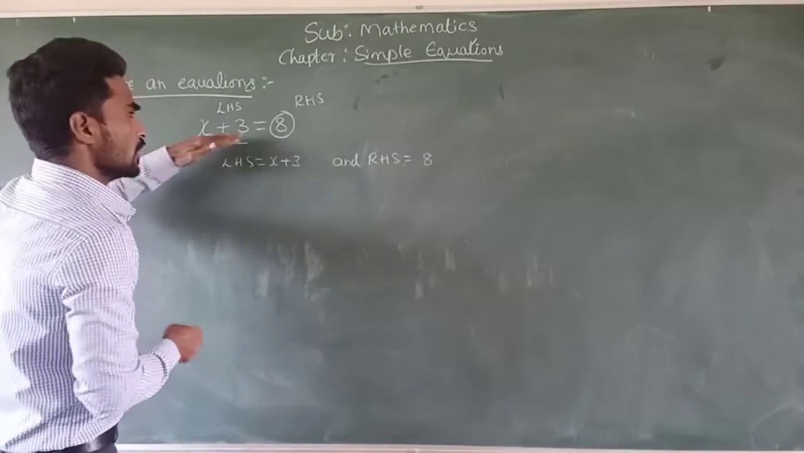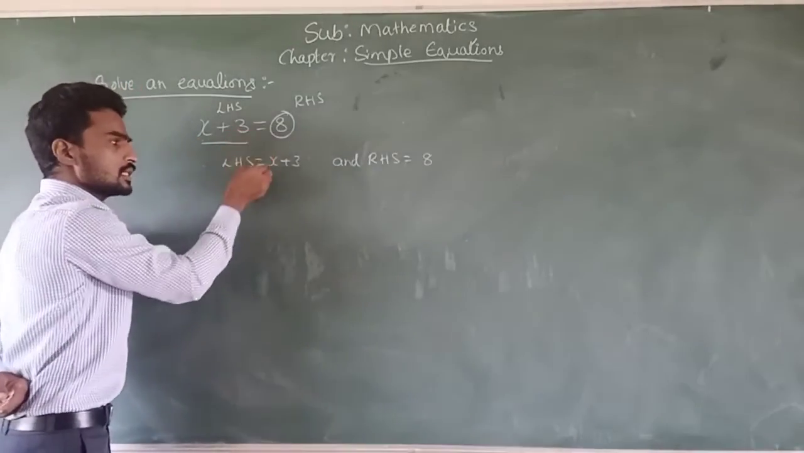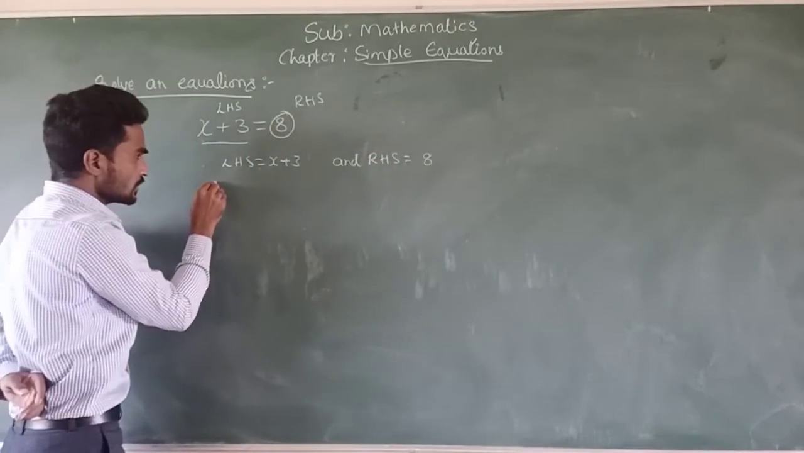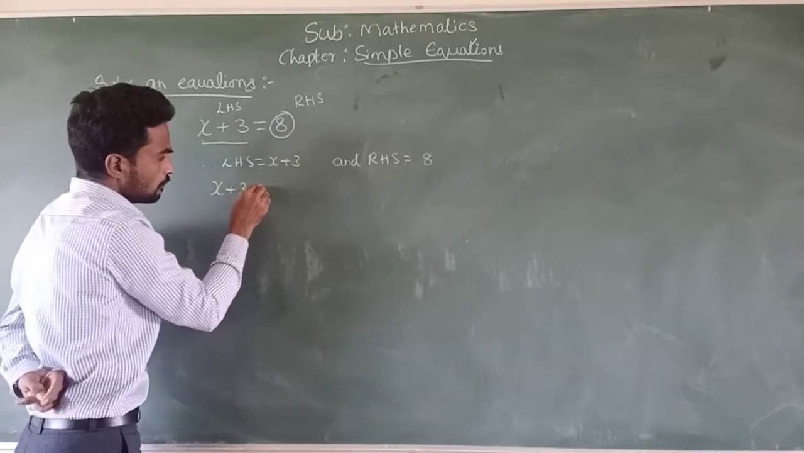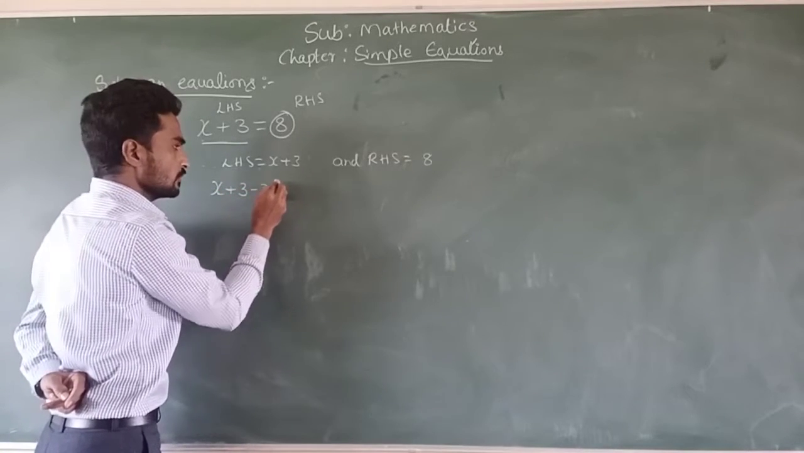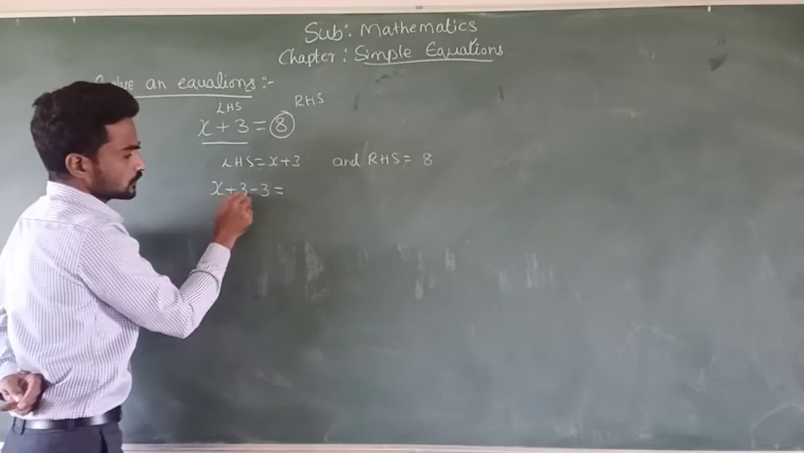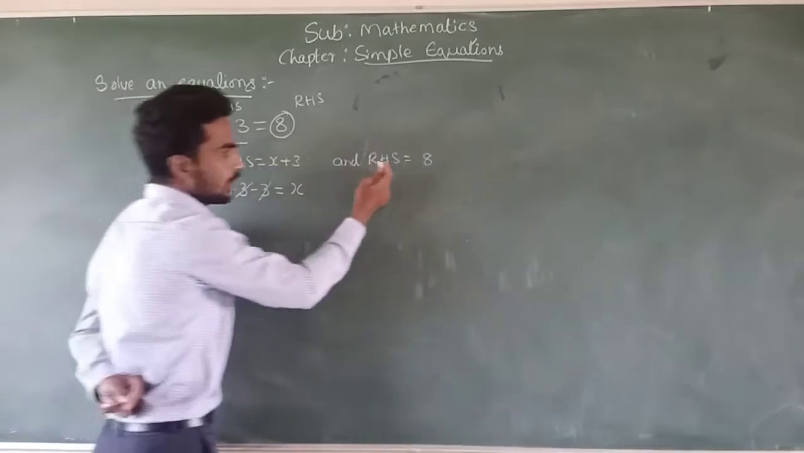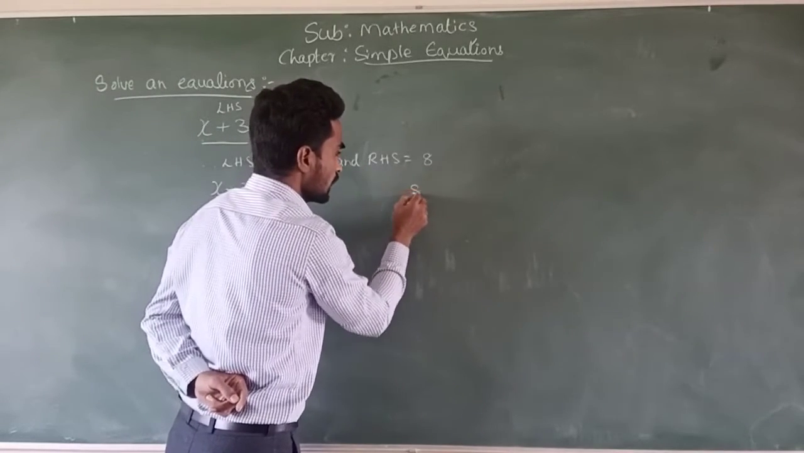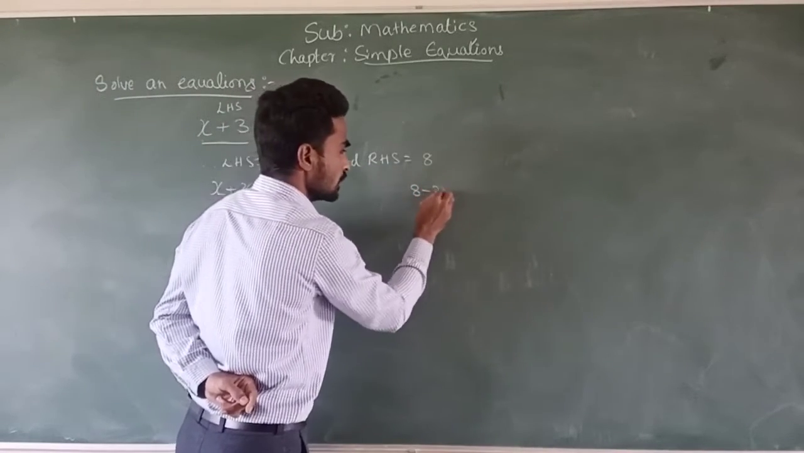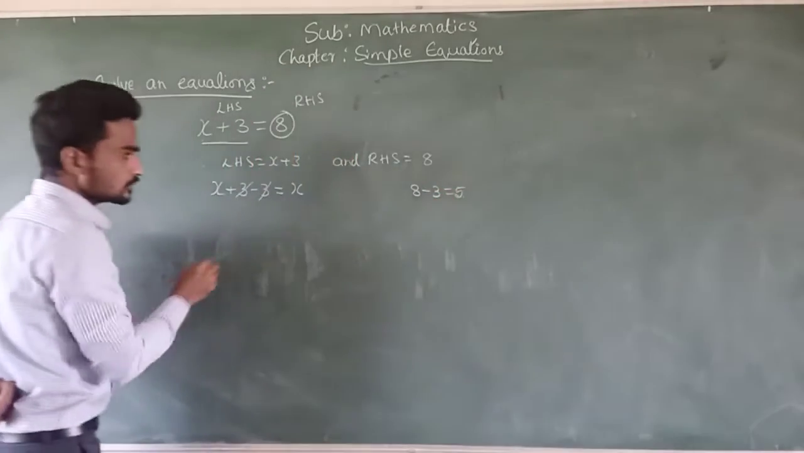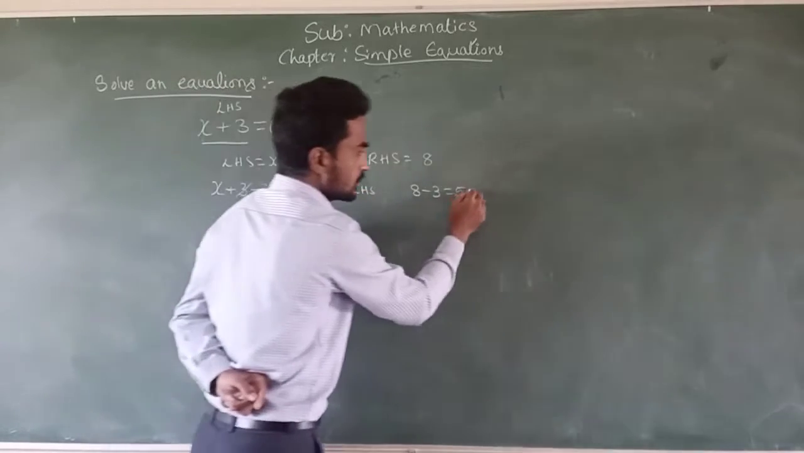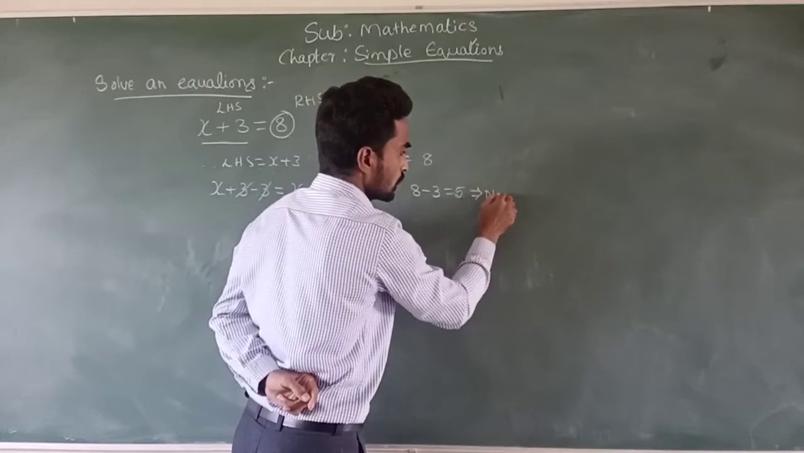Now we subtract 3 from the LHS and also from the RHS. We get x plus 3 minus 3, that is equal to x, because plus 3 minus 3 get cancelled. In the RHS, 8 minus 3 is equal to 5. This is called the new LHS, and this is the new RHS.